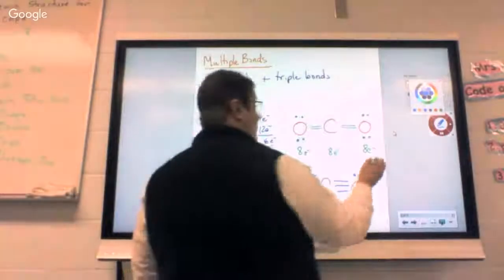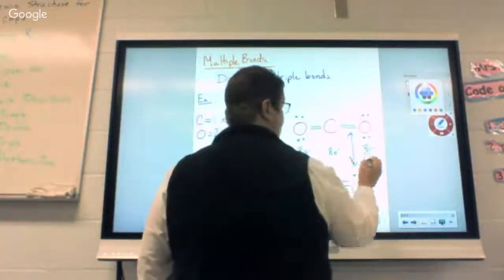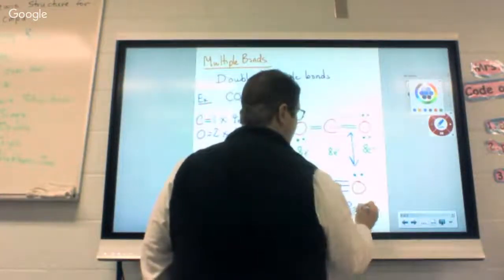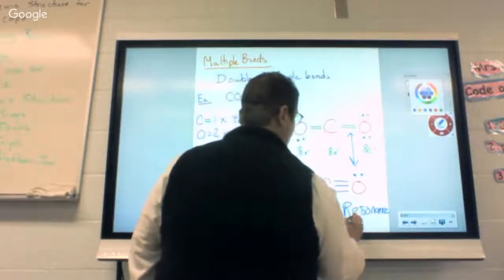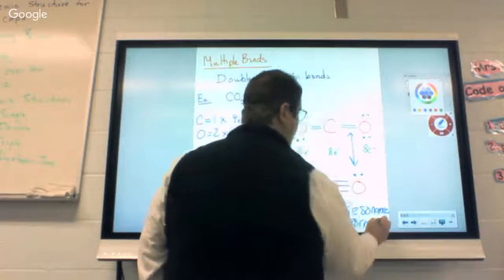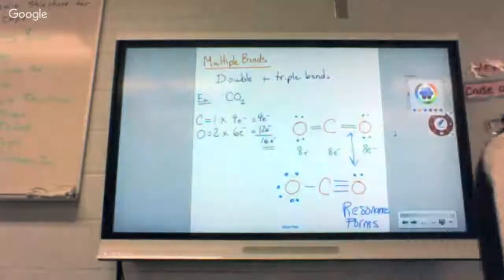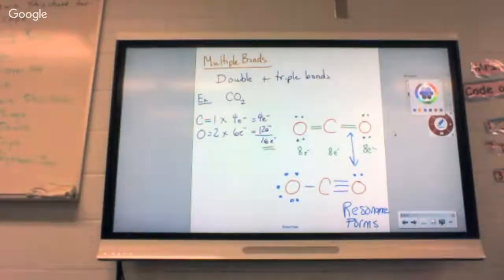Now this has a name. These two things are called resonance forms. And both of those would be correct. Okay? If it was an AP class, you'd calculate which one is more likely to form in nature, but it's not an AP class, so we're not doing it.